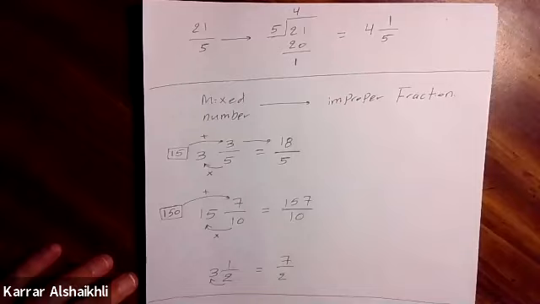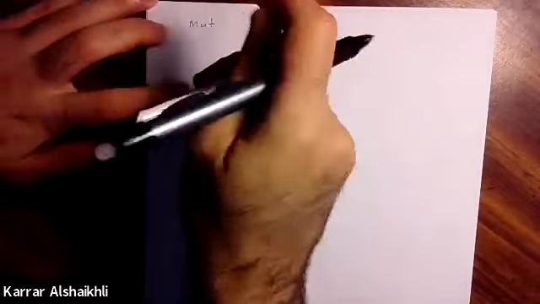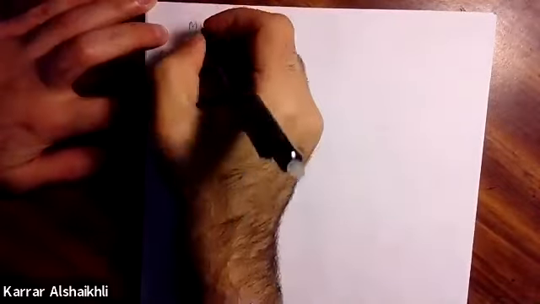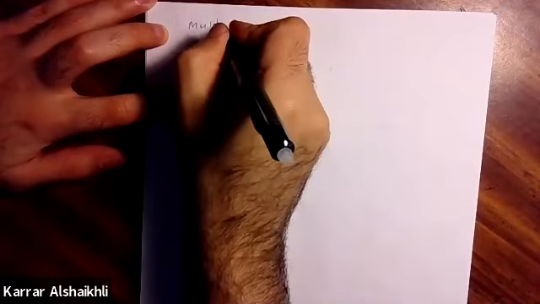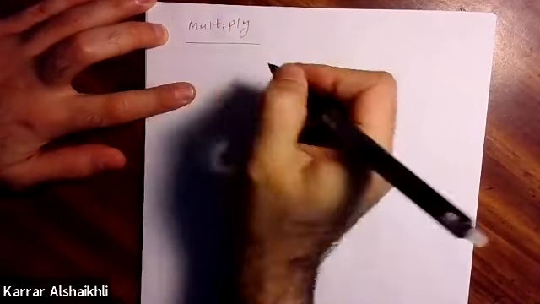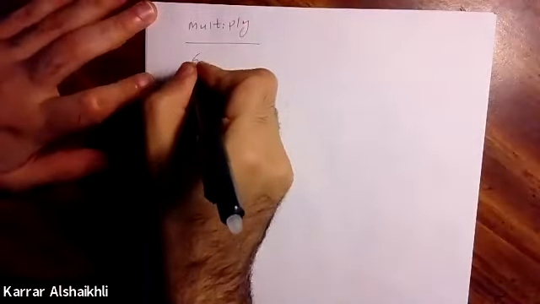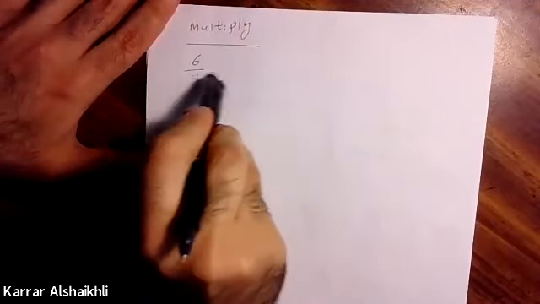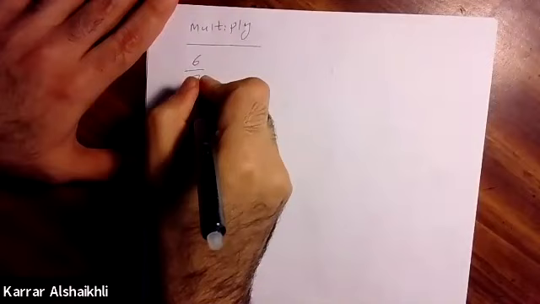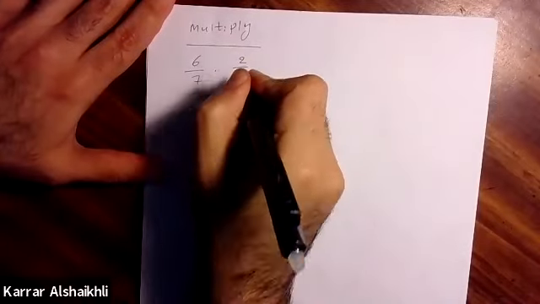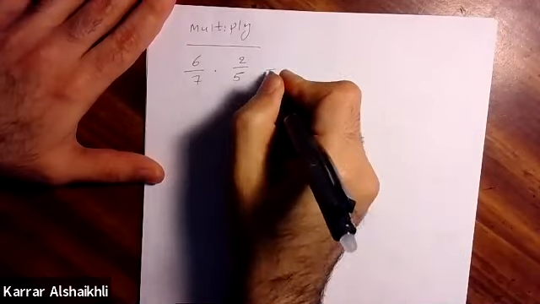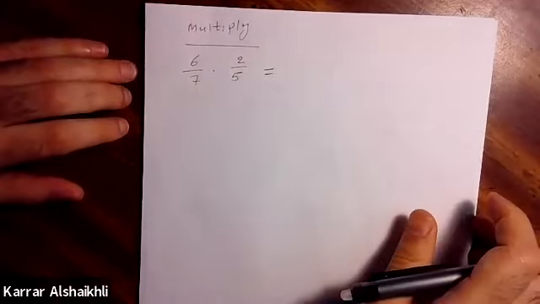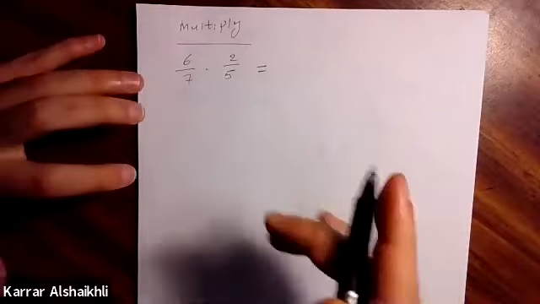Now the multiplication between two fractions. So how to multiply two fractions? To multiply two fractions, let's change this number because we can simplify 6/3. 6/7 times 2/5. Keep in your mind, to multiply two fractions, you're just going to multiply straight across.